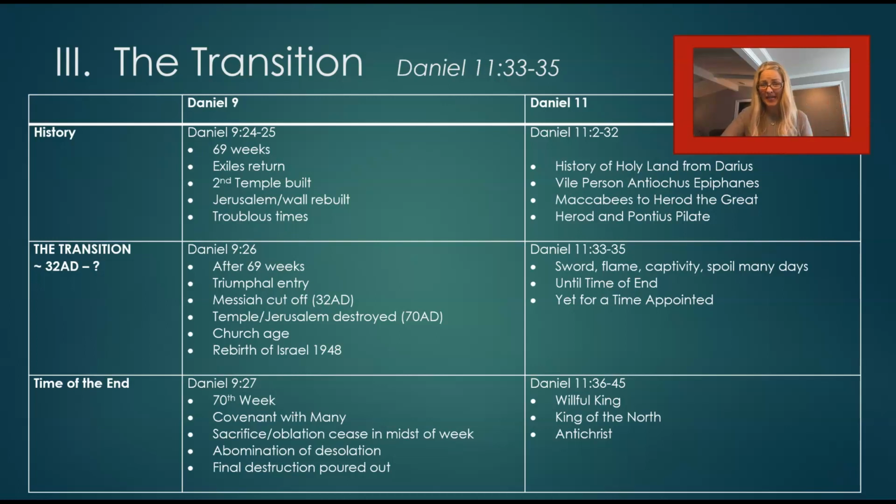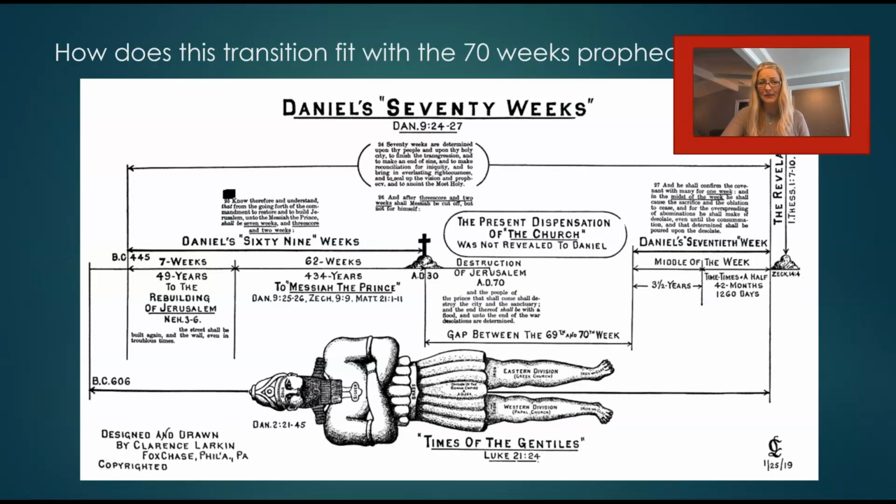Then the abomination that maketh desolate, as we've been talking about and considering in Daniel 11:31, is in the midst of the 70th week, and that lasts till the final destruction, until the wrath is completely poured out. So once again, the point is that this transition period in Daniel chapter 11 is not unprecedented. There's a break in the 70-week timeline after the 69 weeks and before the 70th week.